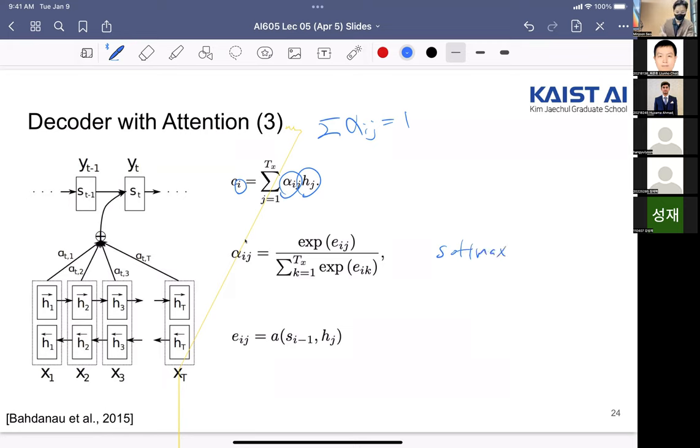And what goes into softmax? Logits go into softmax, and logits are e_ij. And e_ij can be a function of the hidden state at each time step of the input and the hidden state of the output side or decoder side, a previous hidden state. Of course, for this kind of function, usually we use some linear layers with activation, right? So it's not too complicated, hopefully. Any question though on this equation?